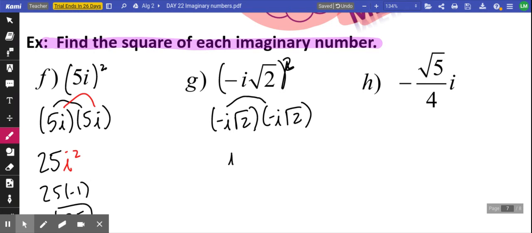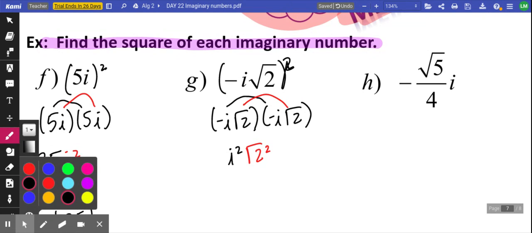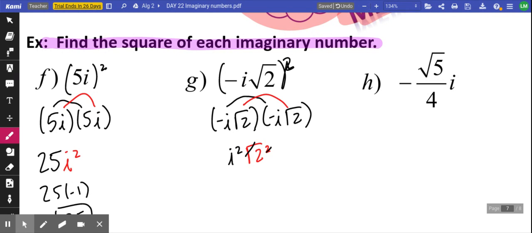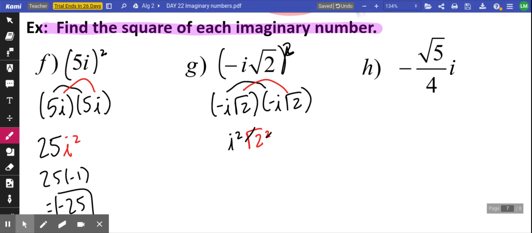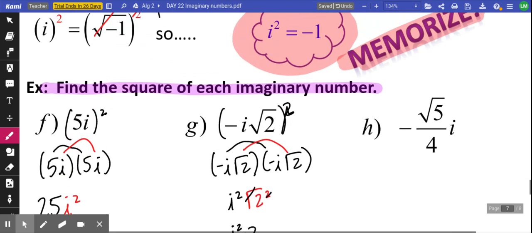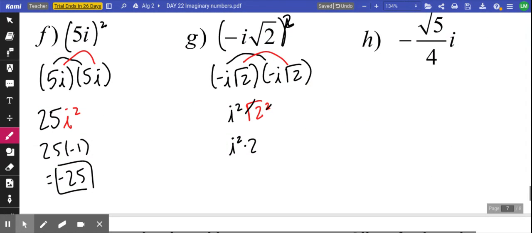So I get positive i squared. And then I get square root of 2 times the square root of 2 is the square root of 2 squared. Remember, square root of 2 squared, though, those undo each other, so I'm just left with 2. So I get i squared times 2. Remember what i squared is, though, -1, right? So I get -1 times 2, which is -2.